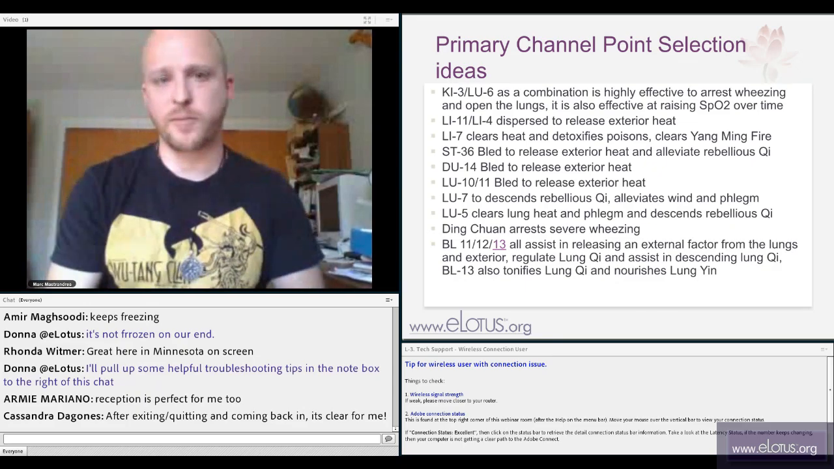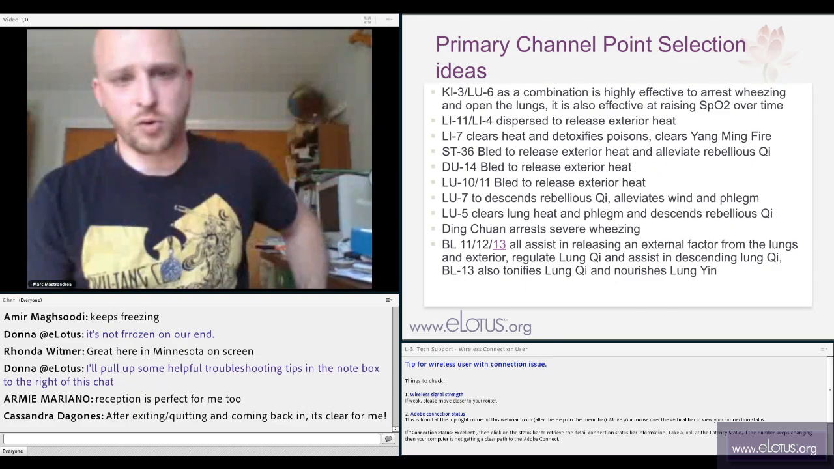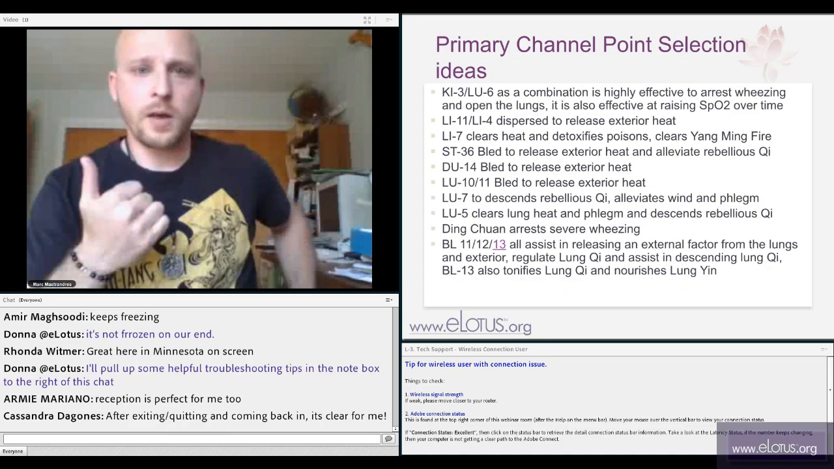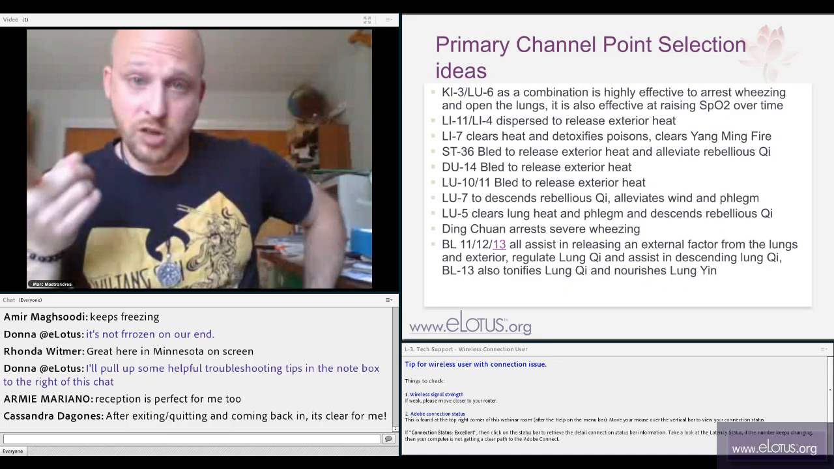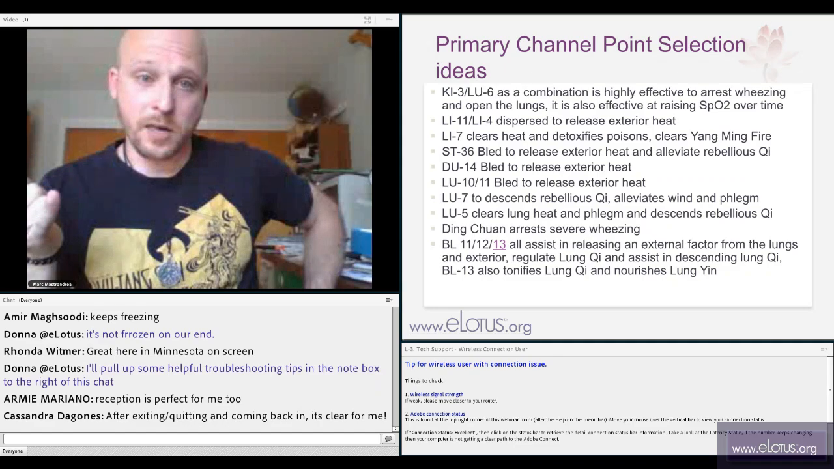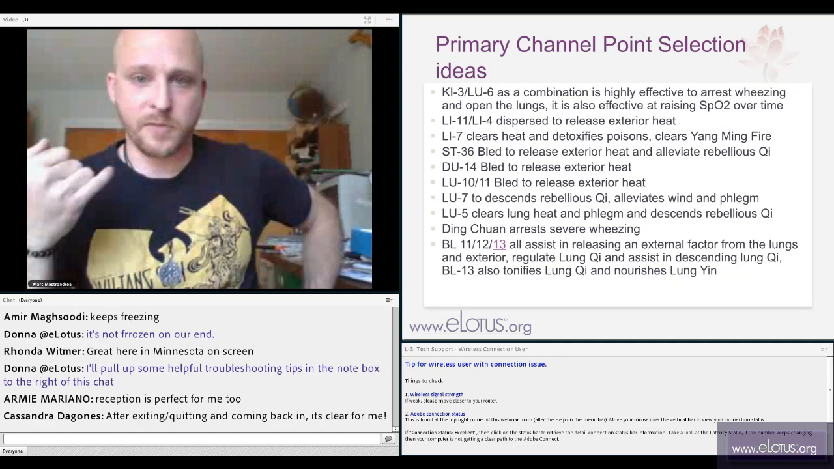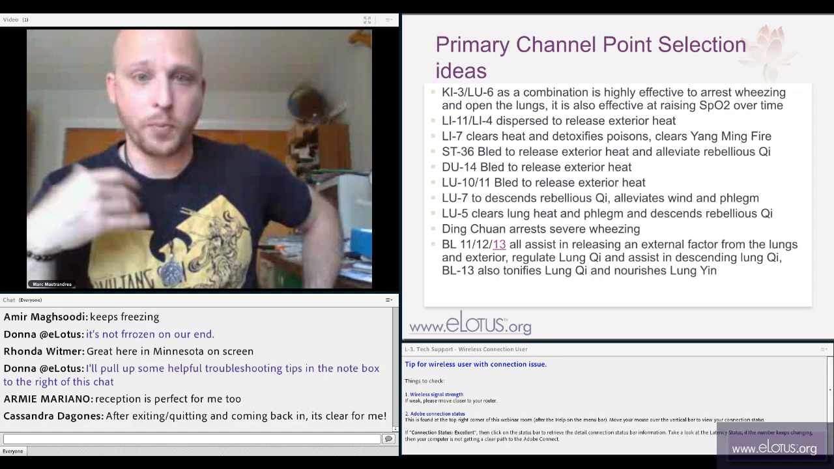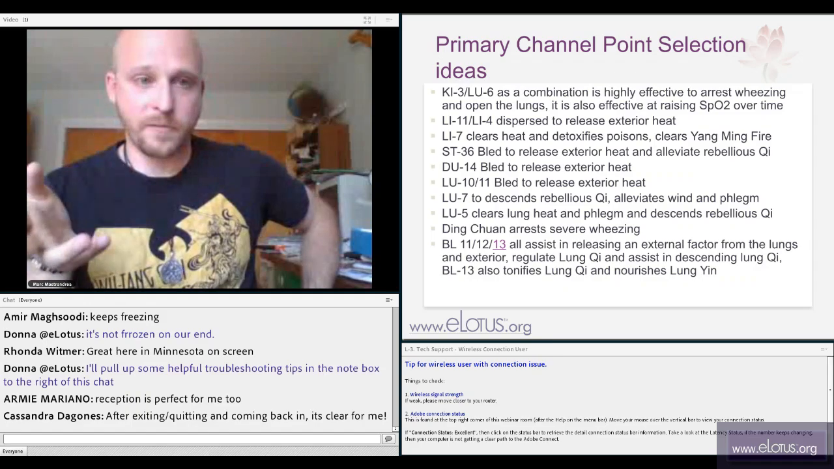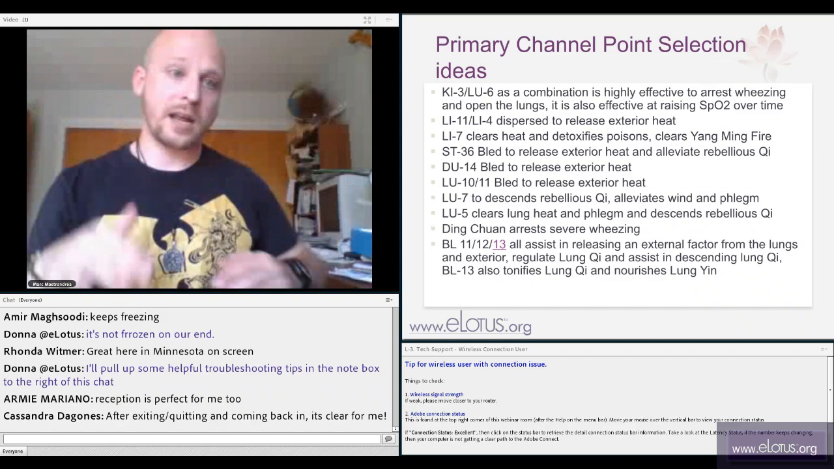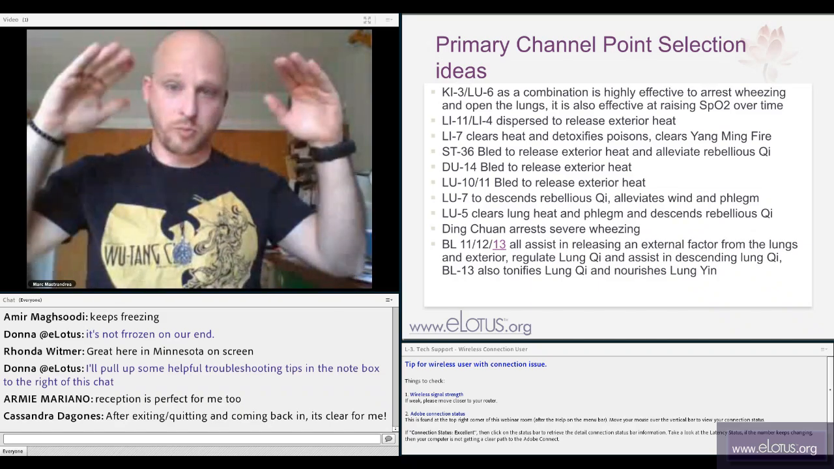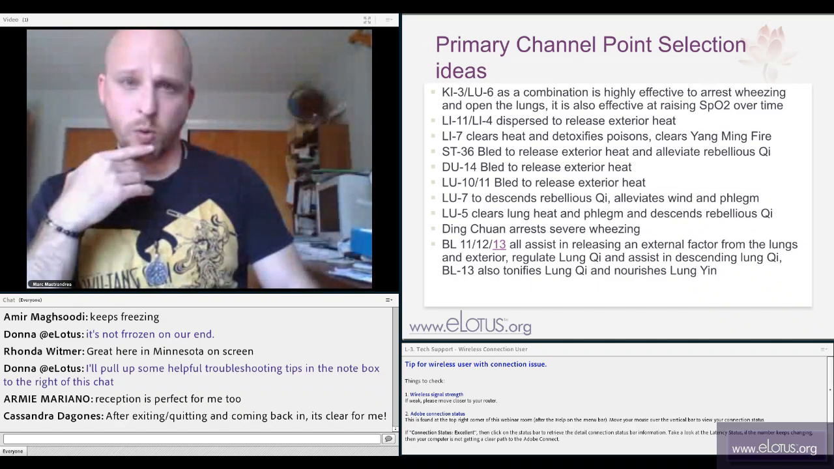All right, ideas. I'm going to give you a couple ideas that I've used, but also ones that you can find that other people have used. So, a very common one that we used in China when we started seeing these pneumonia patients was a combination of kidney 3 and lung 6, right? As a combination, it's very highly effective at arresting wheezing, opening the lungs. It's also effective at increasing your SpO2 over time. Sometimes it doesn't do it right away.